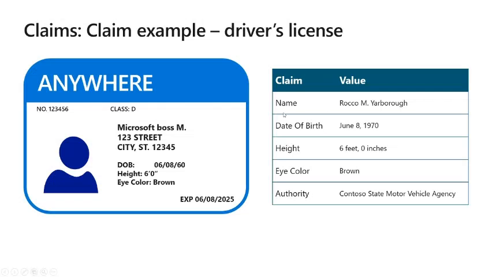Here, as you see, name is the claim name, and the value is Rocco M Yarborough, and then the name of the next claim is date of birth, and that is this one. So it's not something like roles, it's claims, it's a key value pair. So there is a difference between roles.